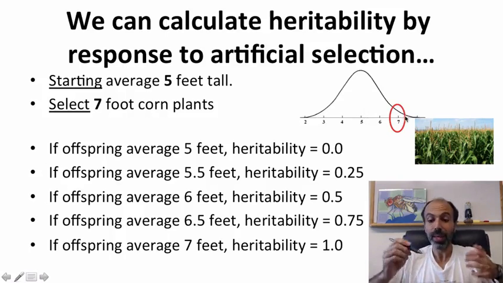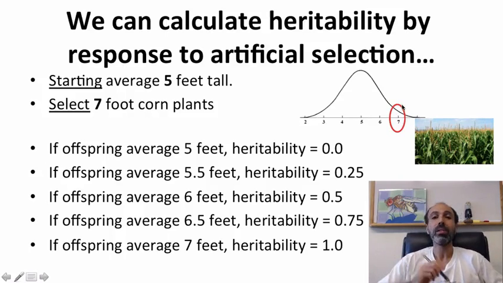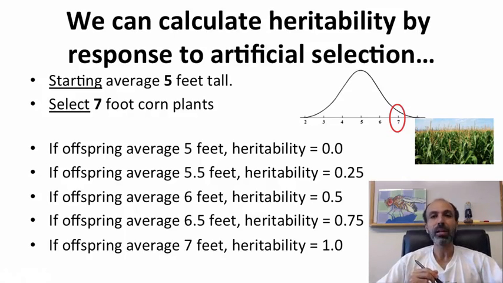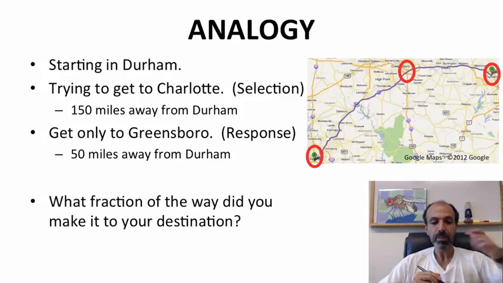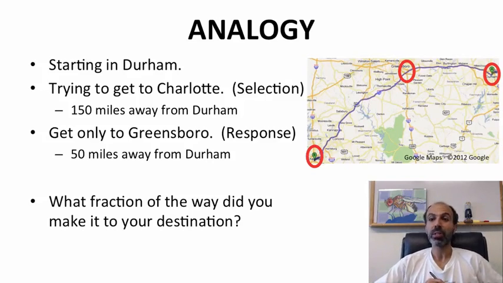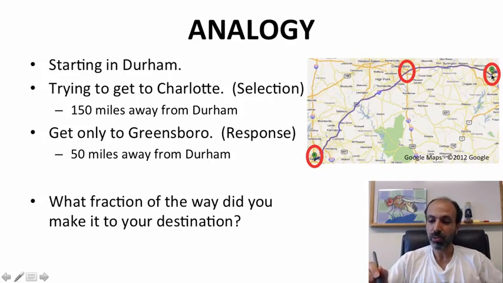And that is actually how you can estimate the genetic component to whatever trait you're looking at. Now let me give you an analogy that might make this a little bit easier to see. This is a map of a subsection of the state of North Carolina where I live. So I live over here in Durham, North Carolina. That's where Duke University is. And let's say I was trying to go from Durham, North Carolina, along this interstate.